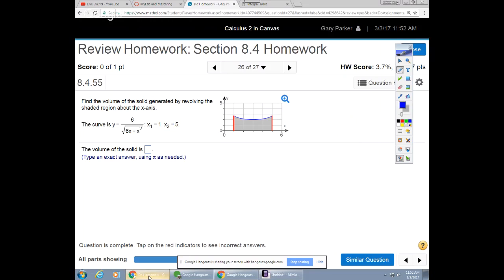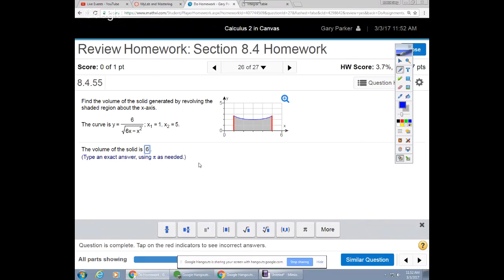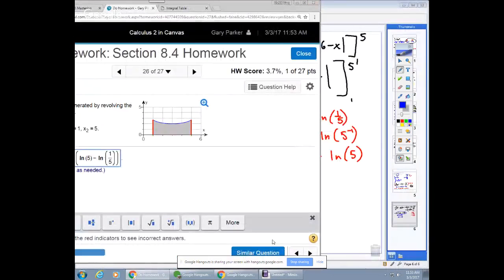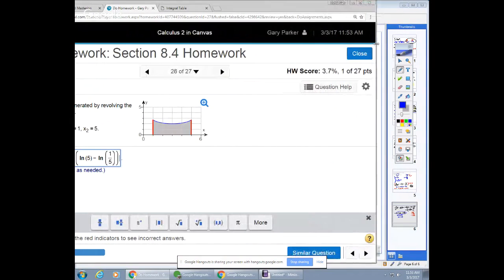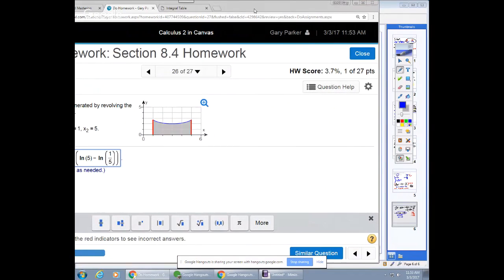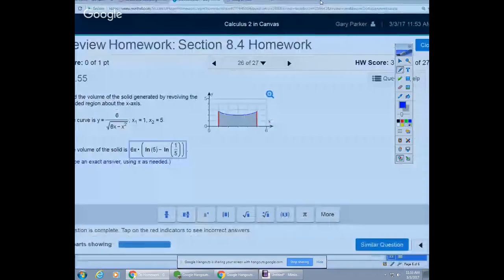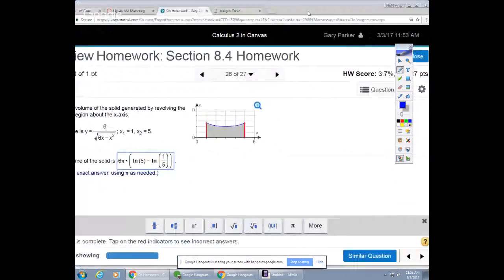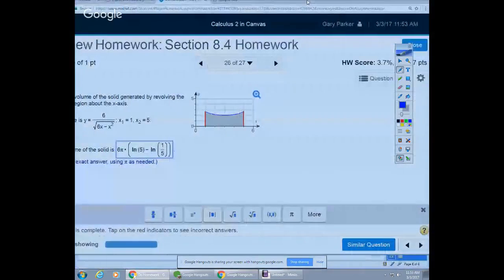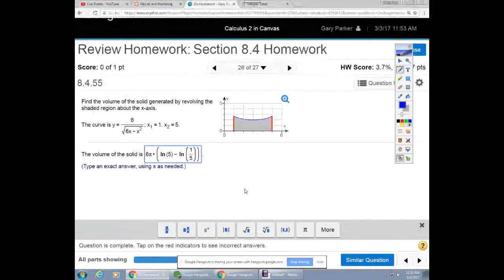Where'd you go, computer? There you are. All right, so we got a 6 pi times parentheses natural log of 5 minus the natural log of 1/5. Close, close. And where's the check my answer button? It's gone. Really? Oh, I clicked review, not do it. Oops, darn it. All right, well, I'm 90% sure I'm right.